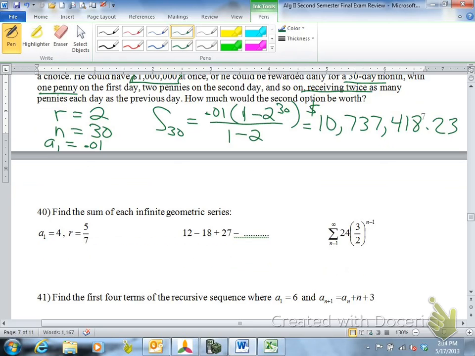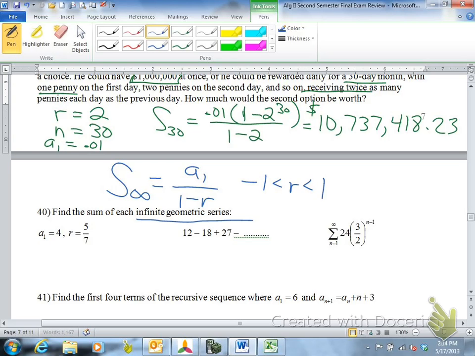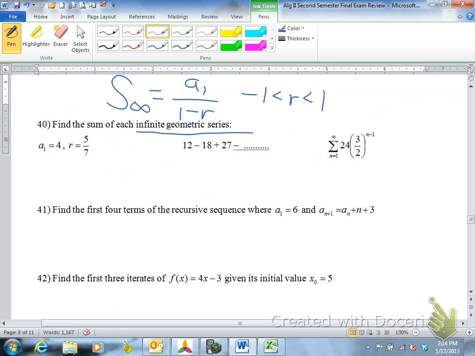Number 40, this is an infinite geometric series. The formula is S sub infinity equals A sub 1 over 1 minus R. This only works, however, when you have R between negative 1 and 1. It's only valid when your R is between negative 1 and 1. So this R is okay, so we can use the formula. The sum equals 4 over 1 minus 5/7, which the answer would be 14 when you do that in your calculator.